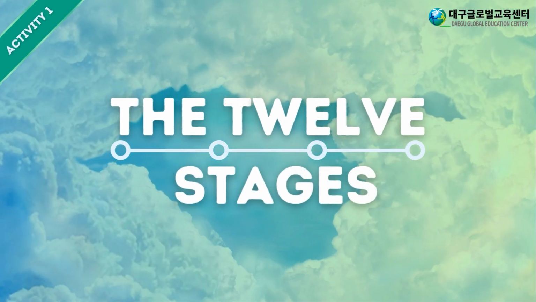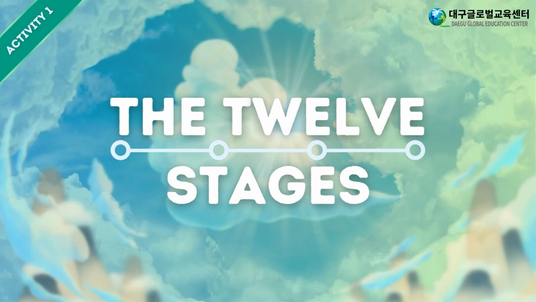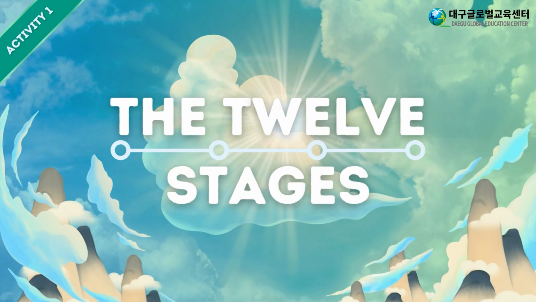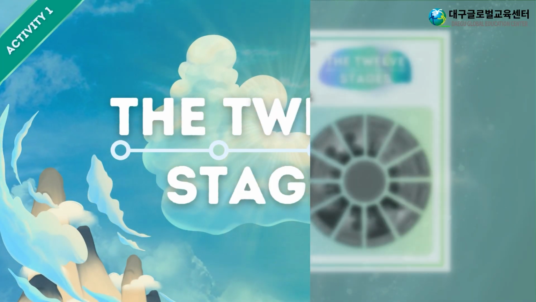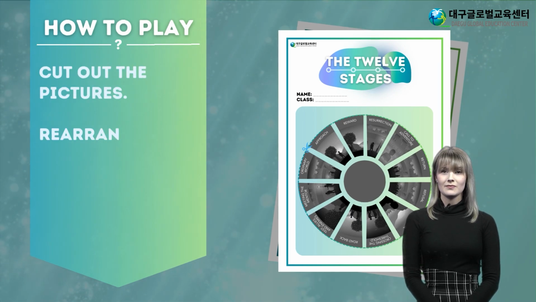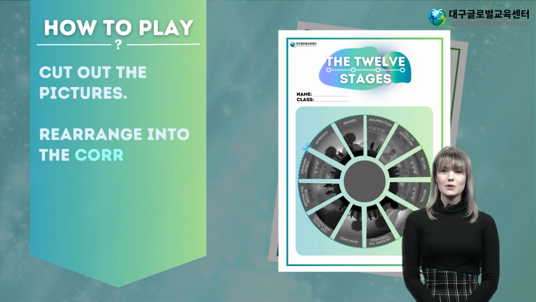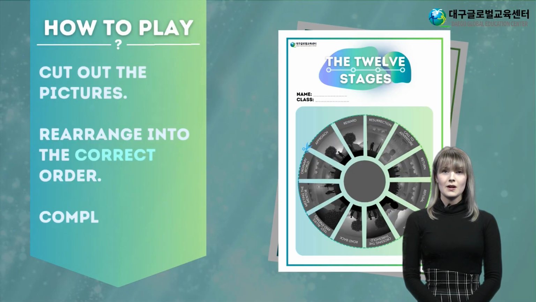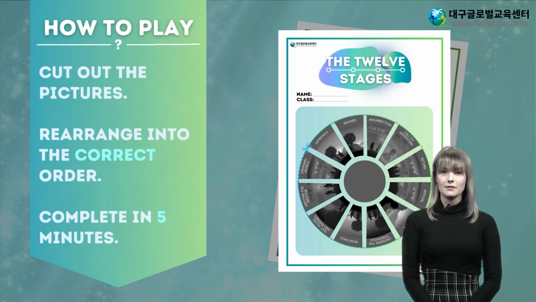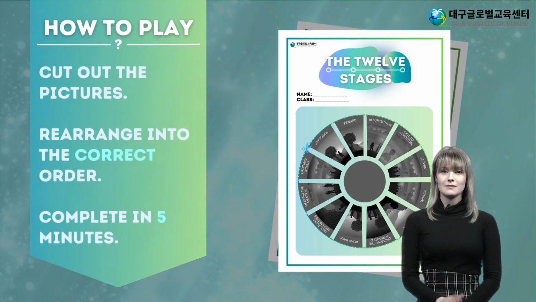I hope the example helped you understand the 12 stages of the hero's journey better. However, to make sure you understand, let's begin our first activity. For this activity, you will use this worksheet. Cut out the pictures and rearrange the stages into the correct order. You have 5 minutes. Good luck!